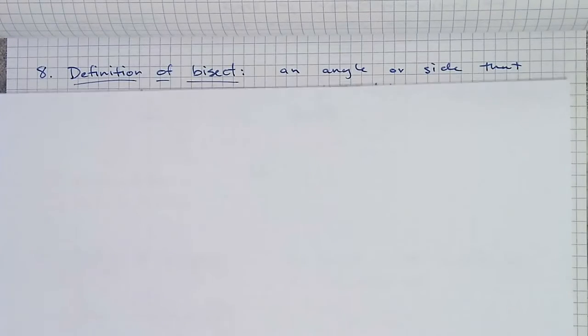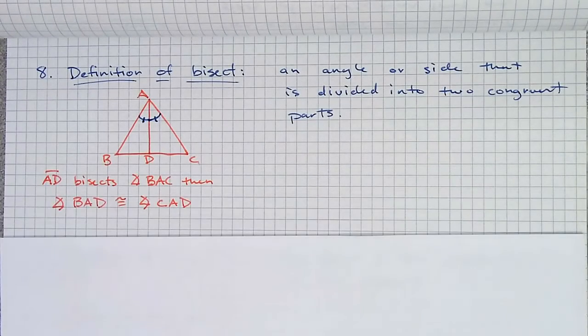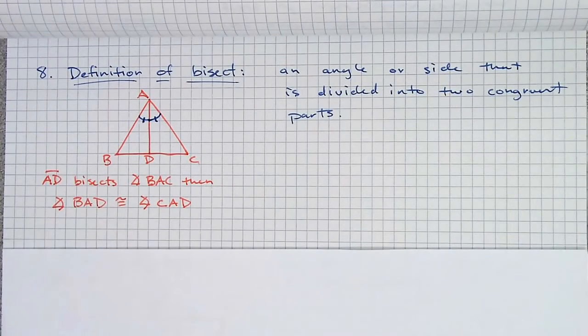All right, three more to go here. First one, definition of bisect. Whenever you bisect something, you're cutting it in half. So an angle or side that is divided into congruent parts. Again, anytime you bisect something, you're cutting it in half, equally. So in the picture, you got AD bisects angle BAC. So that states that angle BAD is congruent to angle CAD.